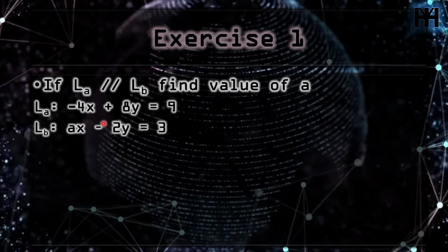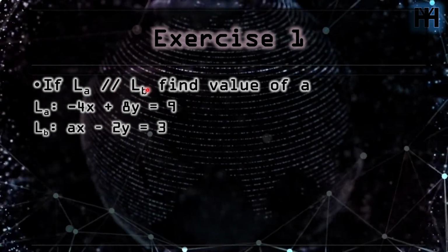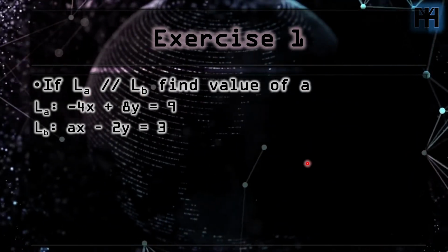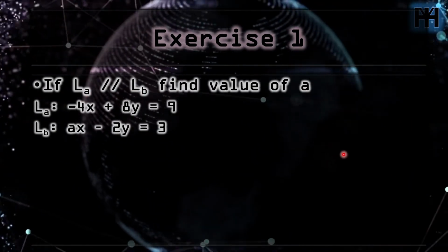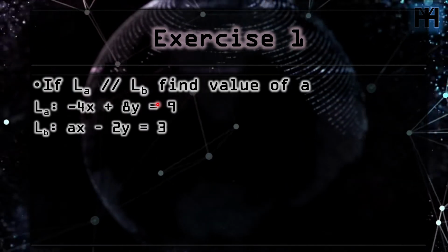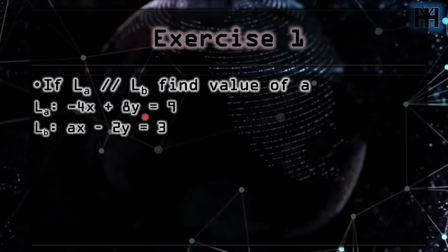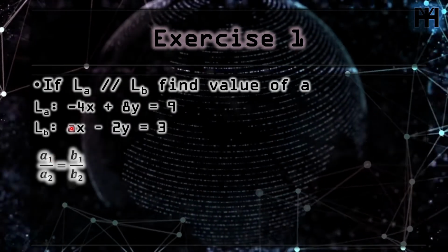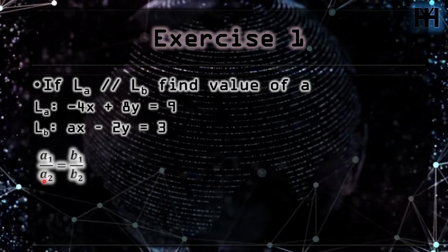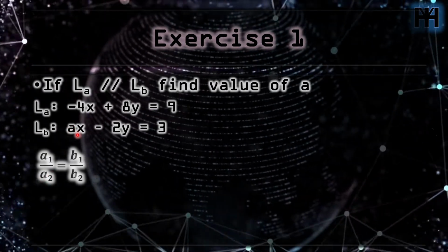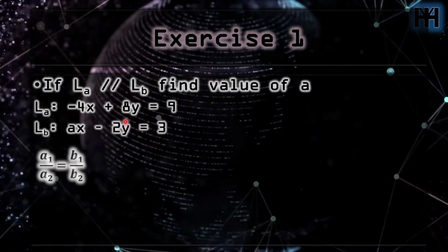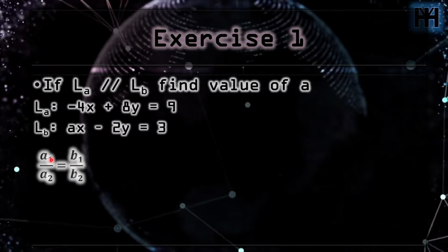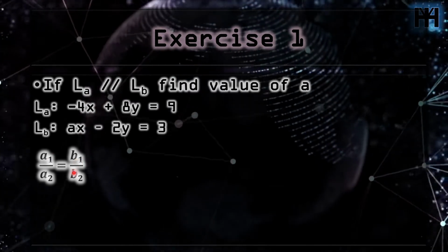Okay, if LA is parallel to LB, find the value of A. If LA is parallel to LB, or if it's graphed like that, it shows you that LA is parallel to LB, or even if they say that this equation has no solution, you will know that the coefficient of x over the coefficient of x in the other equation is equal to the coefficient of y over the coefficient of y in the other equation. So a1 over a2 equals b1 over b2.